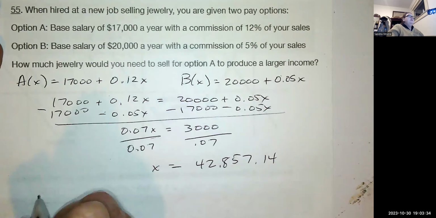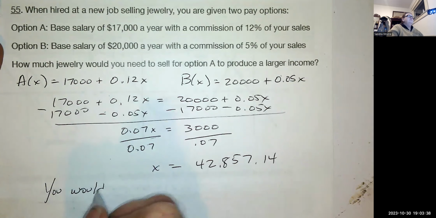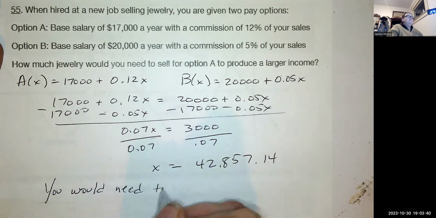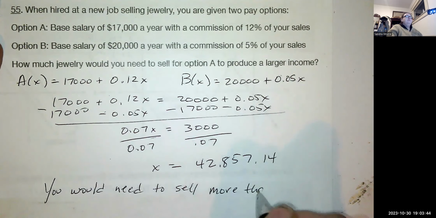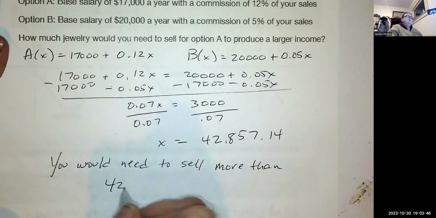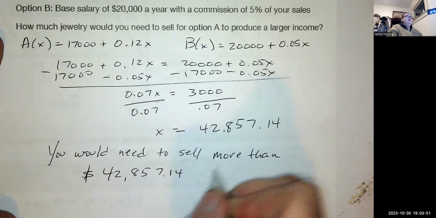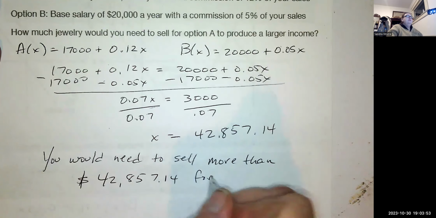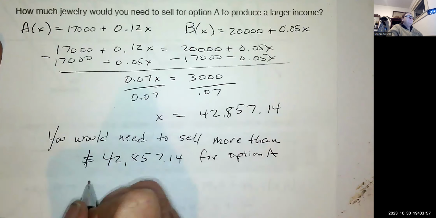So you would need to sell more than $42,857.14 for option A to produce a larger income.